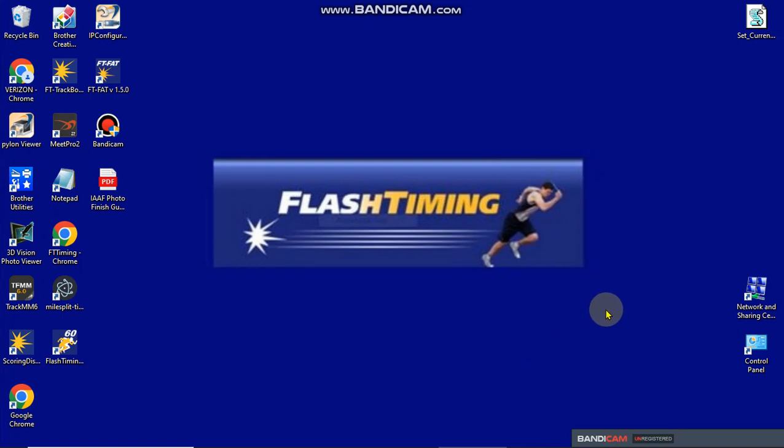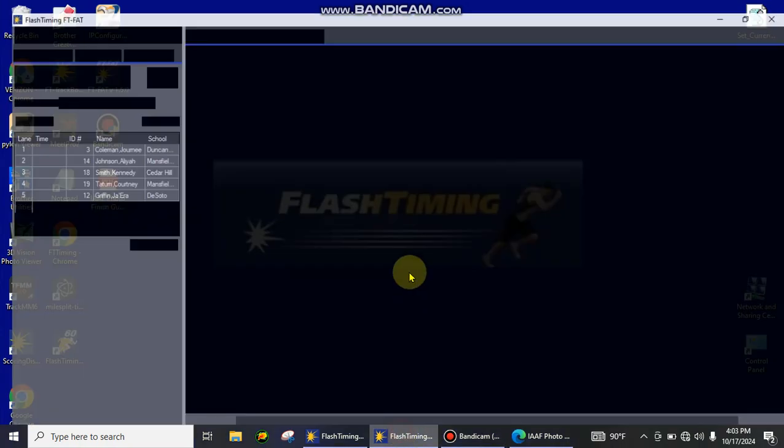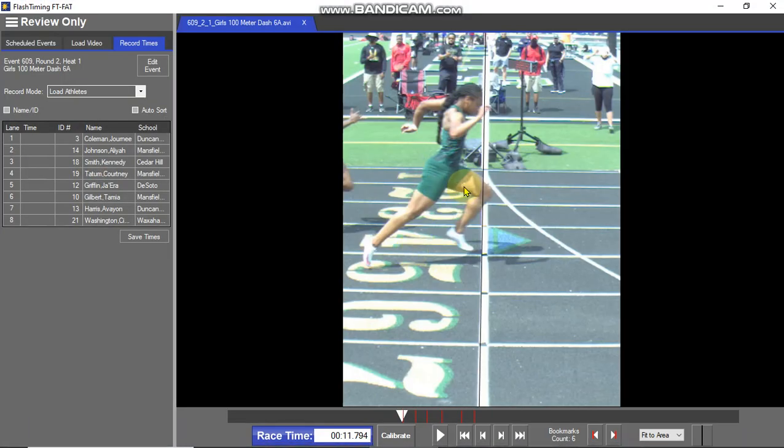The Flash Timing FAT 200 and the LS Plus systems both meet the USATF rules for fully automatic timing. In this video, we're going to look at how to evaluate a race using both systems and the differences in the two systems. The first we'll look at is the FAT 200. It is a high-speed video.